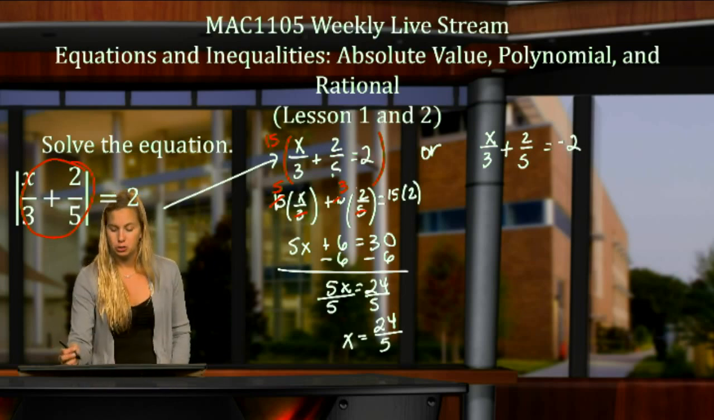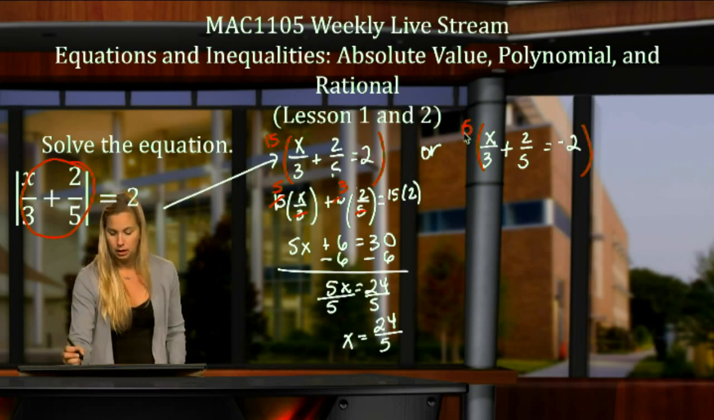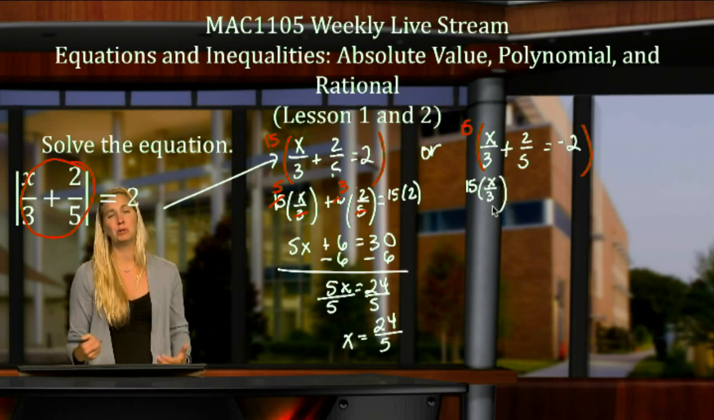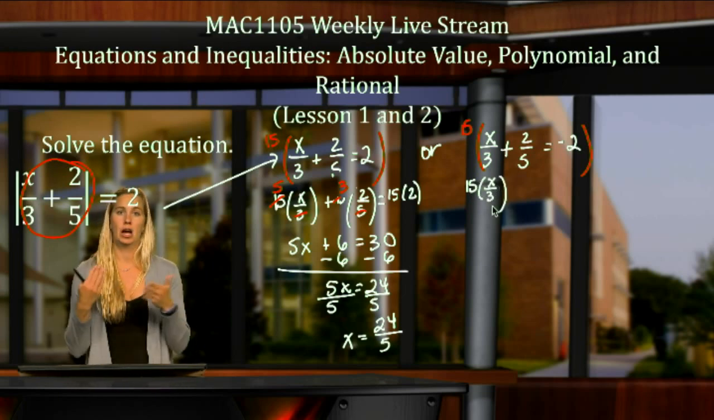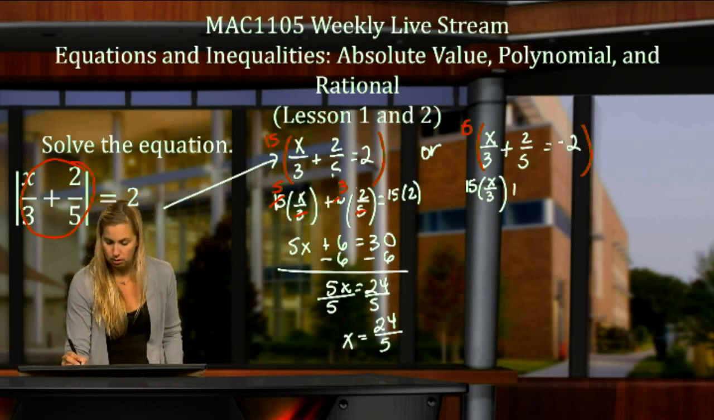Over here in the second equation, we're going to do the same thing. We're going to multiply by the LCD of 15. And just like before, I'm going to show the distribution of that LCD so that I've got a factor of that LCD in every term that I can simplify with.